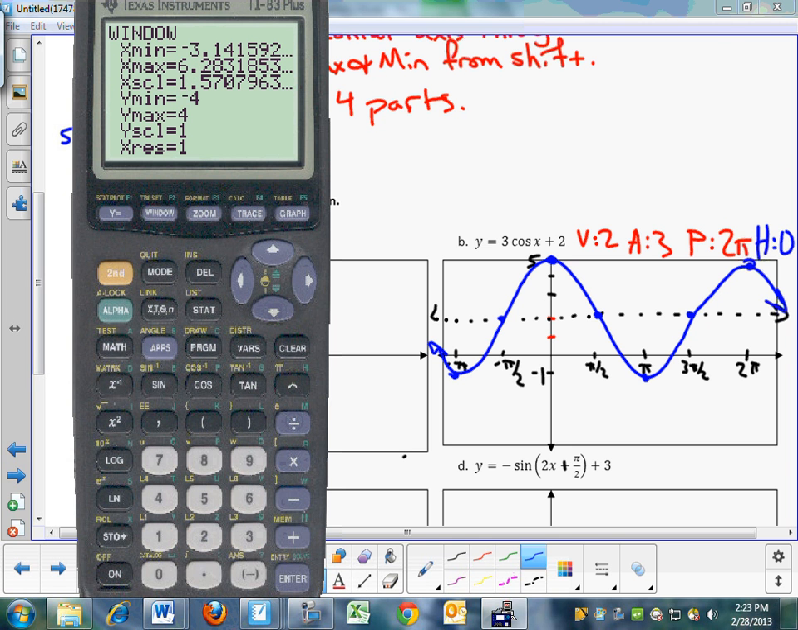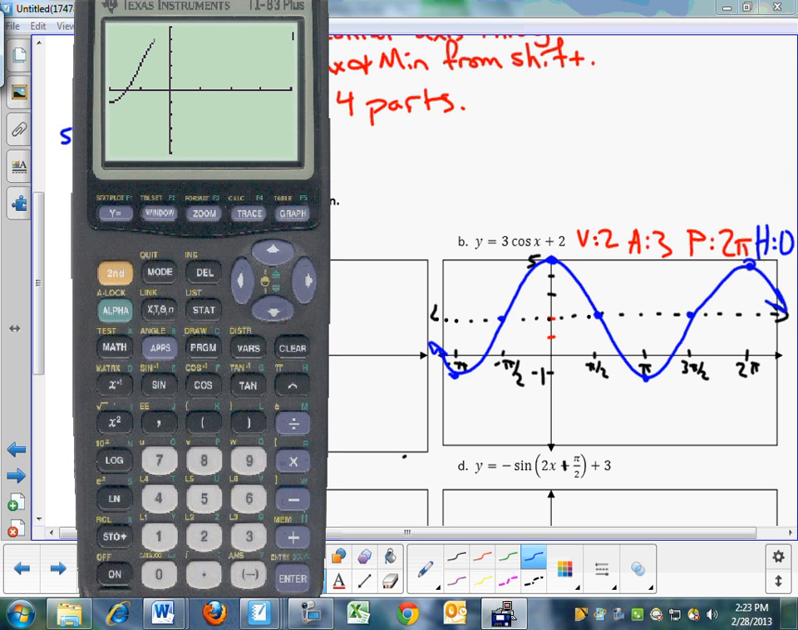My y minimum. Now, so I see the whole viewing window here, I'm actually going to put my y minimum at -5. So it will look in relation to what I actually have on my drawing. I press graph.